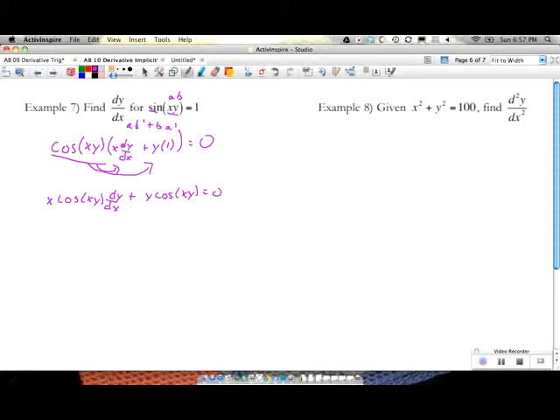So now if I were to separate the terms with dy/dx from the regular ones, this is the one without it right here, we're going to move that over. That means that we'll have x times cosine xy times dy/dx equals negative y cosine xy. So I'm going to divide by x cosine xy on both sides.